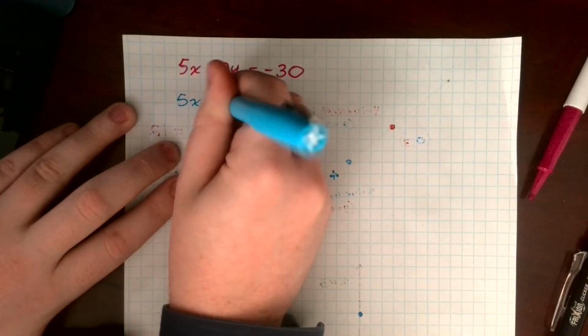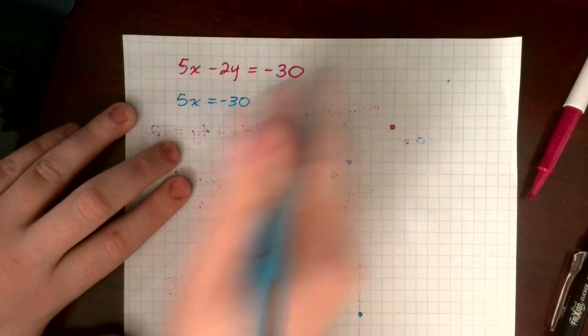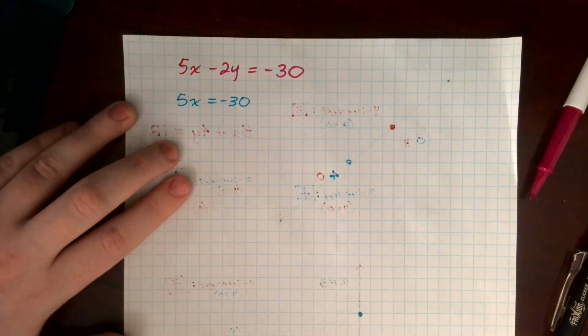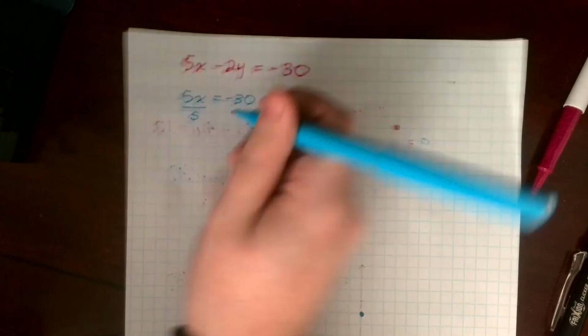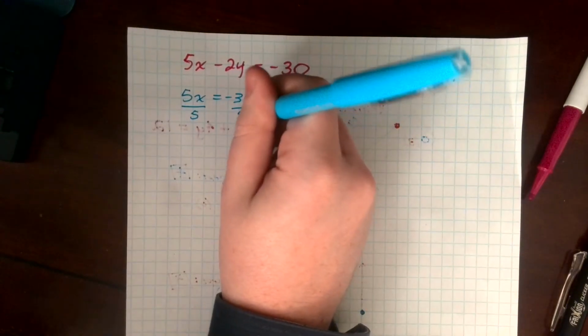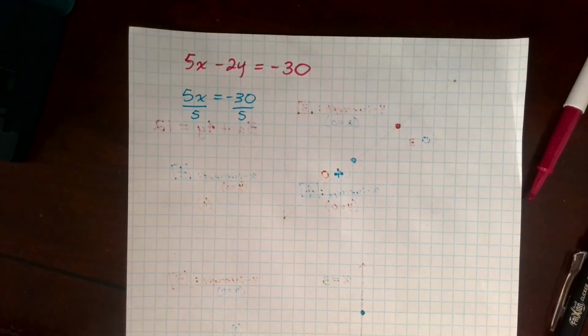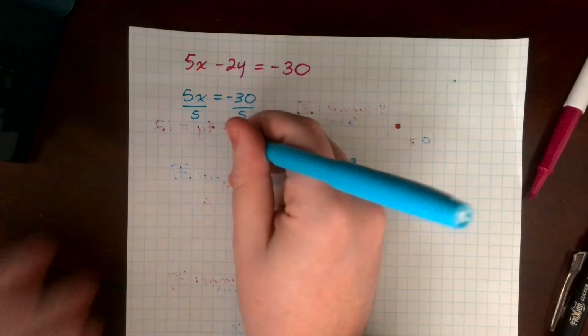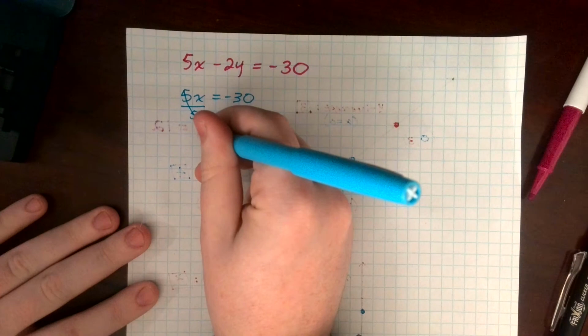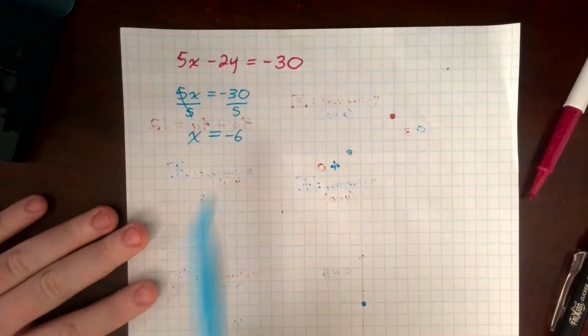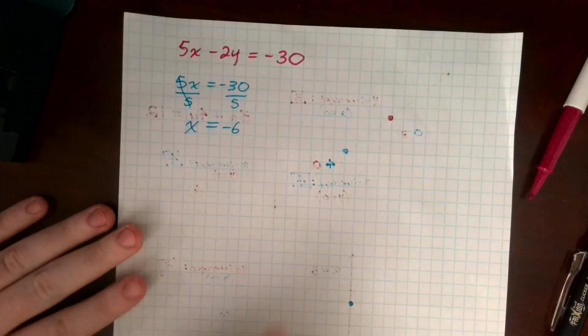5x equals negative 30. Well, how do we solve this? Since it's 5 times x and we're trying to get x by itself, we really just divide by 5 on both sides. Negative 30 divided by 5 is negative 6, and 5x divided by 5 is just x. So our x-intercept is negative 6.